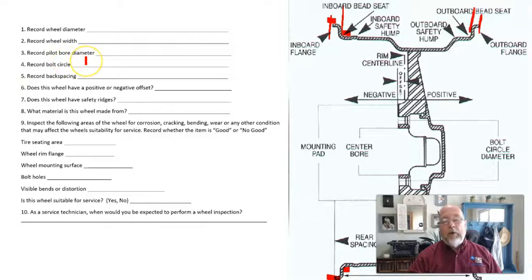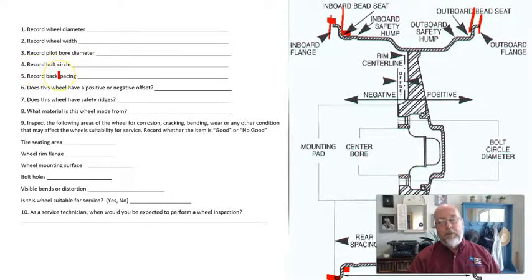Record the pilot bore diameter. This is where we start to get some different terms used. So here we're calling it a pilot bore. You see in this picture it's called a center bore. This is the hole in the center of the wheel. So what size hub will this fit over, basically? So we just measure the diameter of the opening in the center of the wheel.